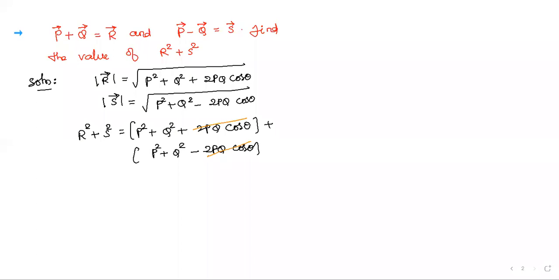So finally, P square plus P square is 2P square, and Q square plus Q square is 2Q square. Taking 2 common, the answer is R square plus S square equals 2 times P square plus Q square. This is not a mod. This is a bracket: 2 times (P square plus Q square).